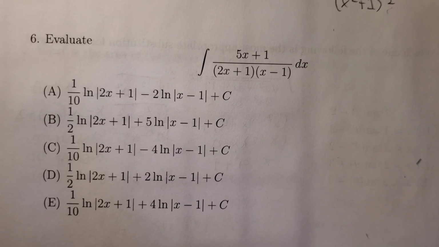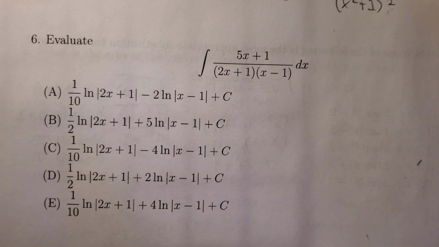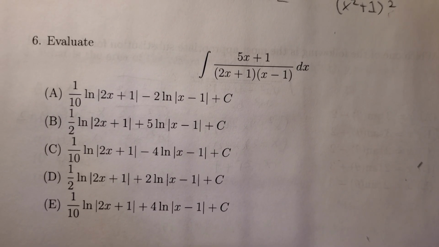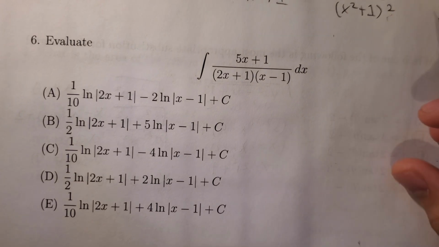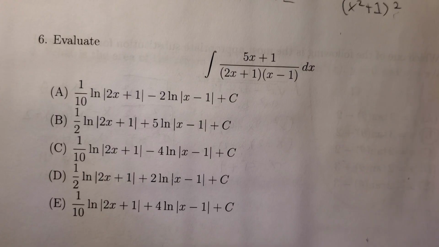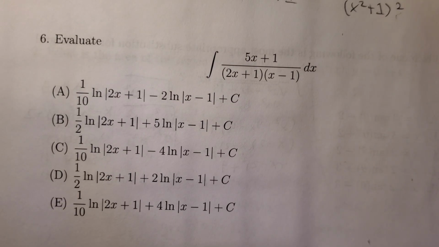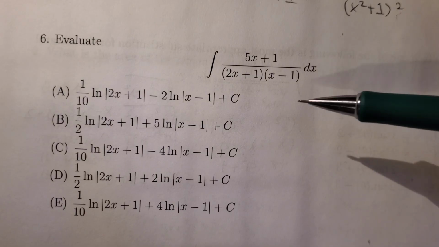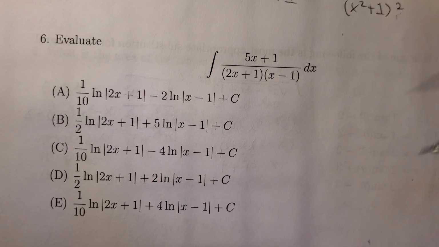All right, number 6, evaluate the integral of 5x plus 1 over 2x plus 1 times x minus 1 dx. So this is another partial fraction decomposition question. They're kind of hinting at it because the denominator has already been conveniently factored out for us, so we don't have to worry about splitting it up and trying something.